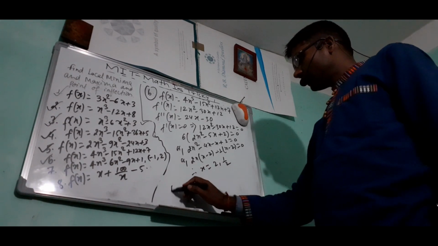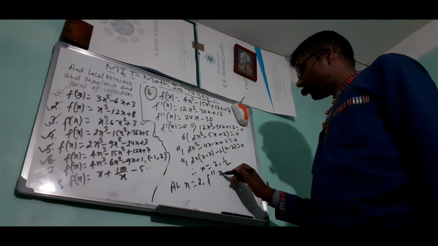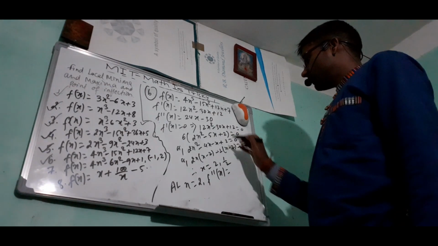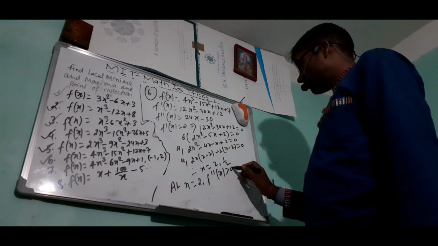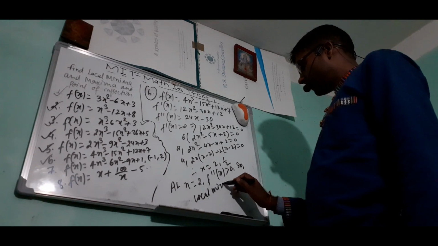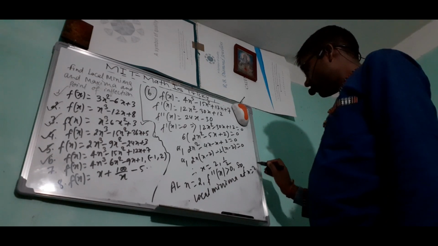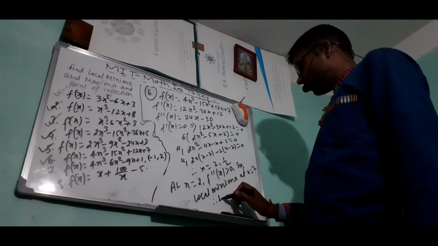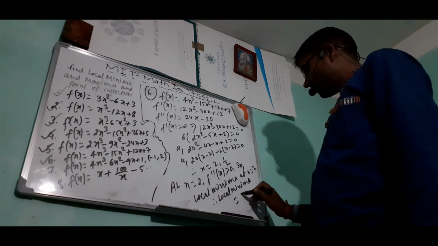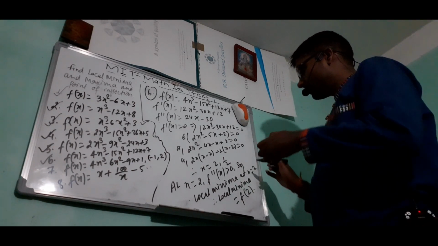So at x equals 2, let's check the sign of the second derivative. What is the second derivative? For 2, it means 48 minus 30, so it is positive. So local minima at x equals 2. Therefore local minima will be how much? Minima will be f(2). You find it by yourself.